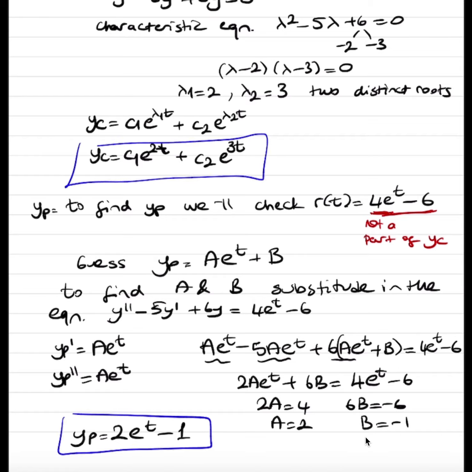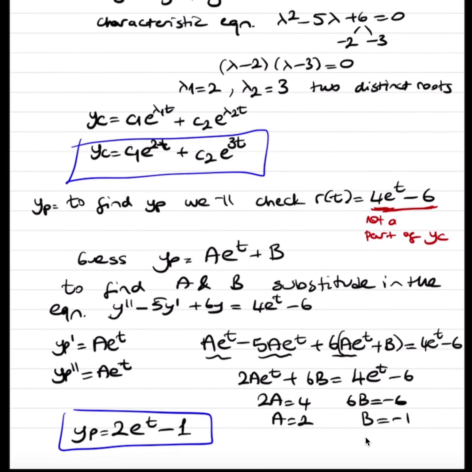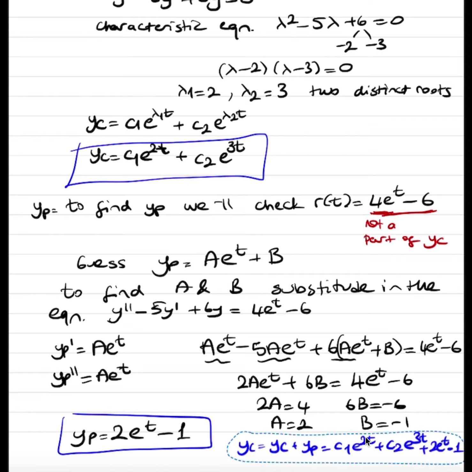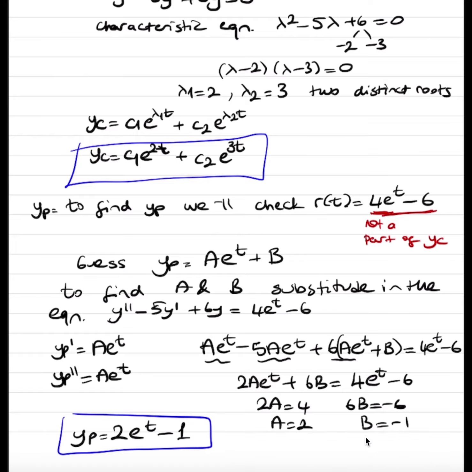What is our complementary solution? It is this one. And then what is the general solution? So y general is y complementary plus y particular. So it is c1 e to the power 2t plus c2 e to the power 3t plus 2 e to the power t minus 1. So this is our general solution.